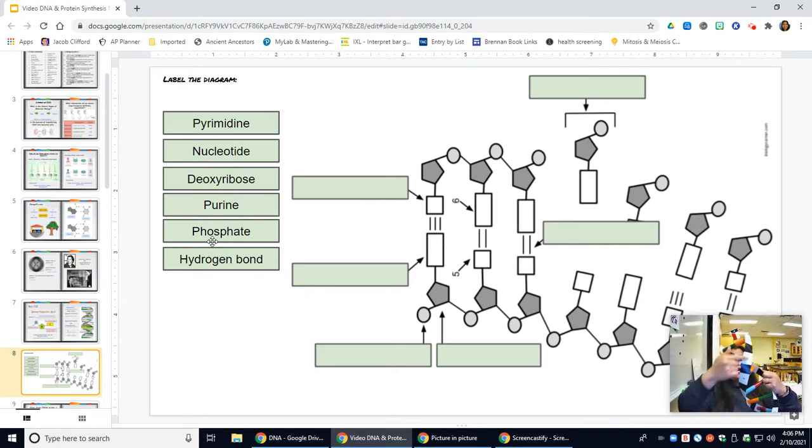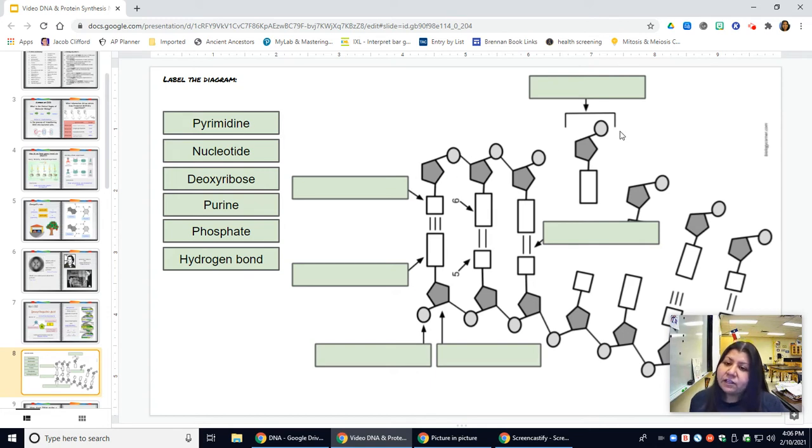On the outside, I have alternating white and black sections. This outside part is called a backbone. My backbone is where my sugar and phosphate groups are located. The bases are all on the inside. So let's go ahead and label this DNA structure.